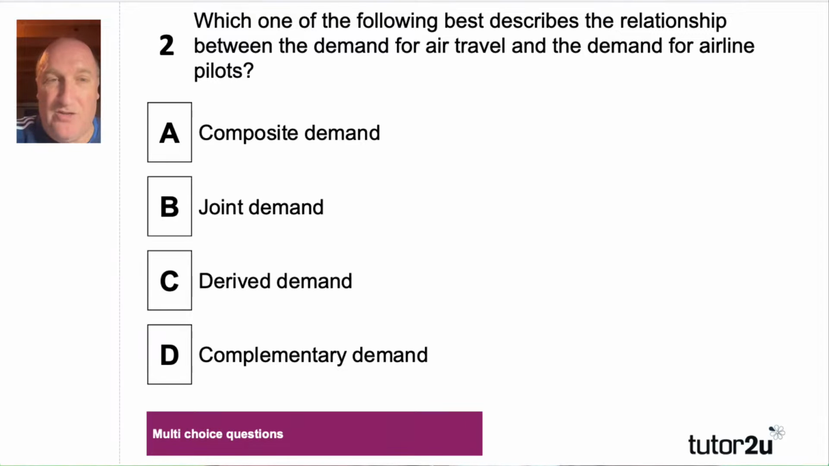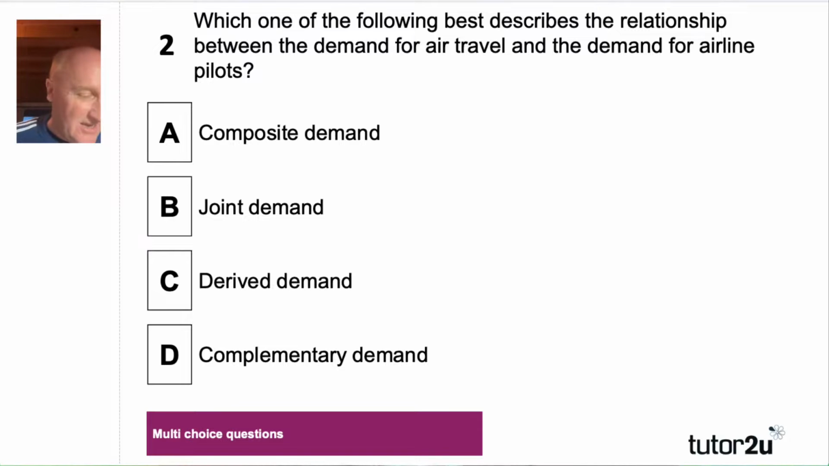Let's move on to question number 2, which of the following best describes the relationship between the demand for air travel and the demand for airline pilots. 4 demand concepts in front of you here: composite demand, joint demand, derived demand, complementary demand. What do we think for question 2 as the answers come through?